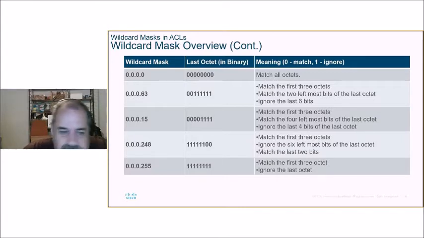Okay, the last example is probably one you will use more often. It is 0.0.0.255, and this would match a /24 subnet, basically. The first 3 octets would match, and the last octet does not matter. So that would be an entire /24 network that would match. That's one you probably will use regularly.